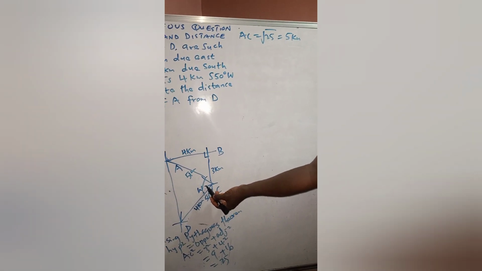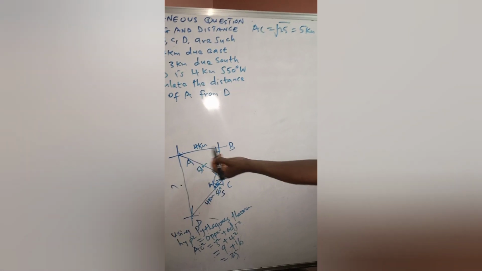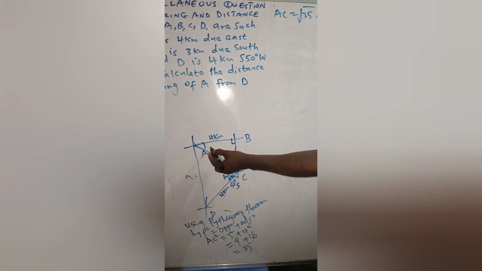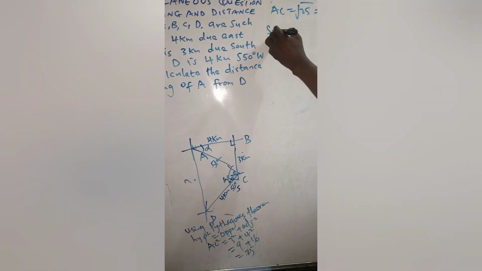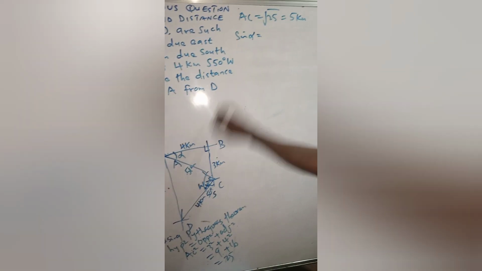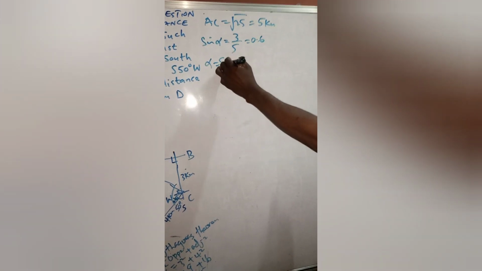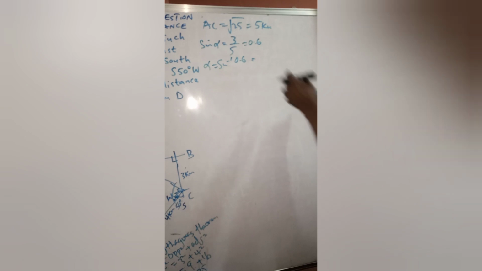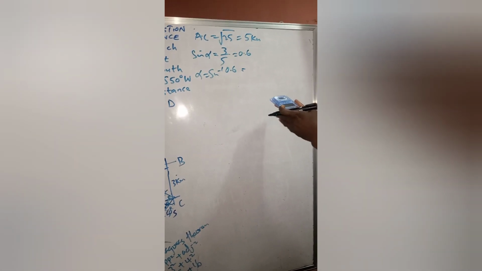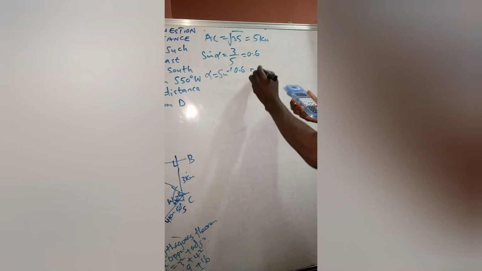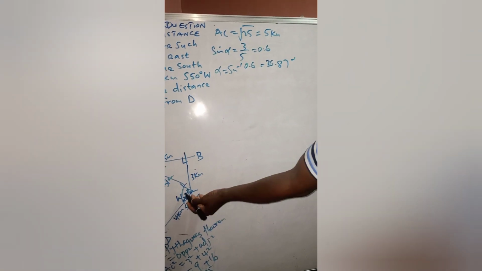Now, how do we know the angle here? This is 50. This is 90 minus 50, you get 40. This is Z angle. Here and here, they are alternate angles. We call here alpha. So opposite over hypotenuse, that's sine. Alpha is opposite over hypotenuse, what is 0.6? So alpha is sine inverse of 0.6, so we have 36.87 degrees, this place.